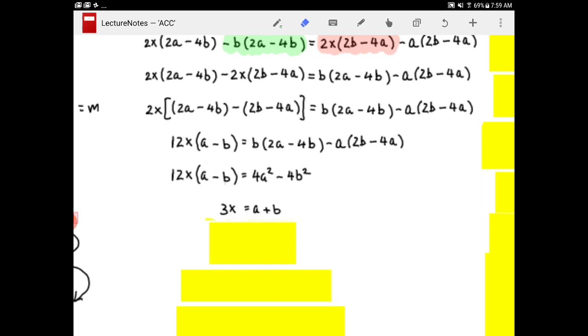And what will happen then, I'll end up with an expression that looks like this. 3x is equal to a plus b. And then finally, the x-coordinate of a triangle will end up being this. So x is equal to a plus b over 3. This is our centroid. This is the x-coordinate of the centroid. This will not be complete, okay, until we found the y-coordinate of the centroid.